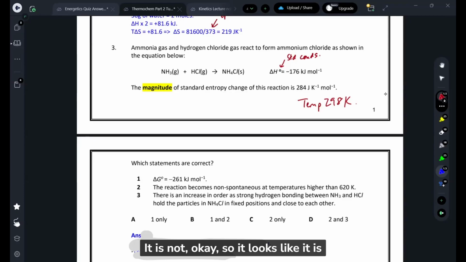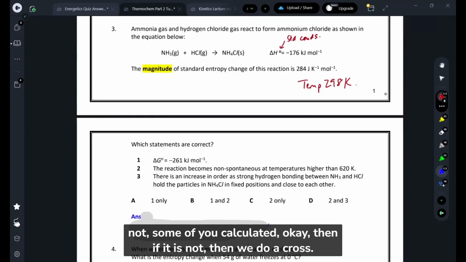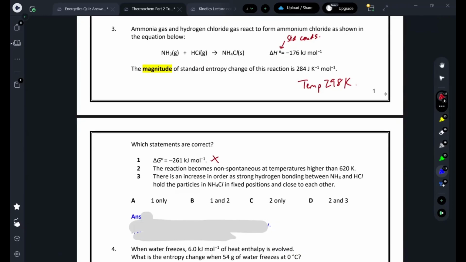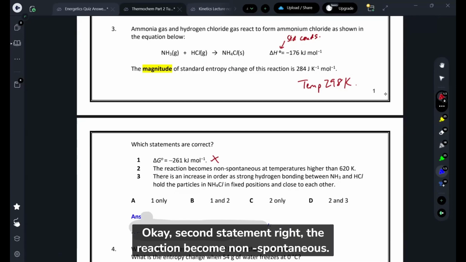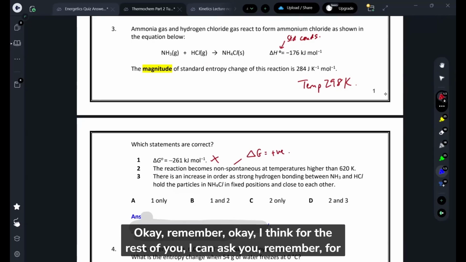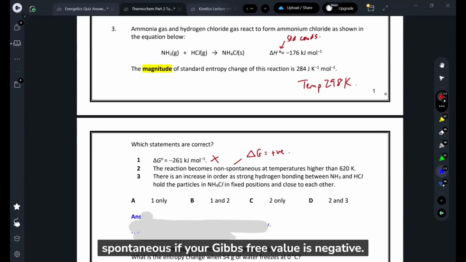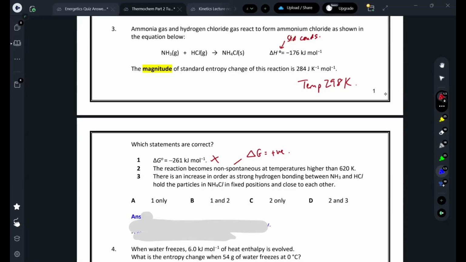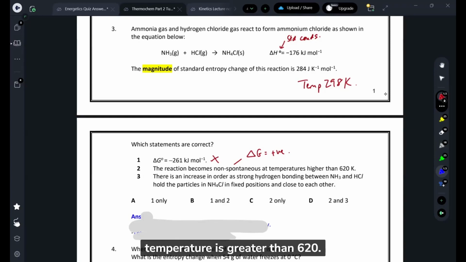I don't know. It looks like it's not. Some of you calculated. Okay, then if it's not, we do a cross. Oh, you all agree, right? Unless you got the 261, then you let me know. Okay, second statement: the reaction becomes non-spontaneous. Non-spontaneous, guys, means that delta G is a positive value. Gibbs free energy means the reaction is spontaneous if your Gibbs value is negative. Positive, not spontaneous. So what you're saying is the reaction becomes delta G positive if your temperature is greater than 620.